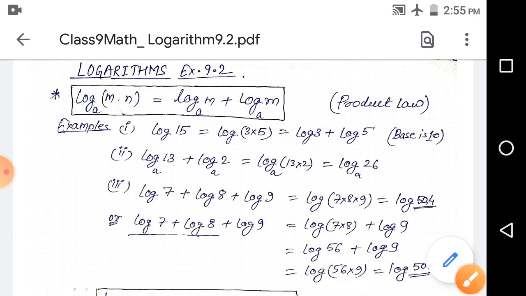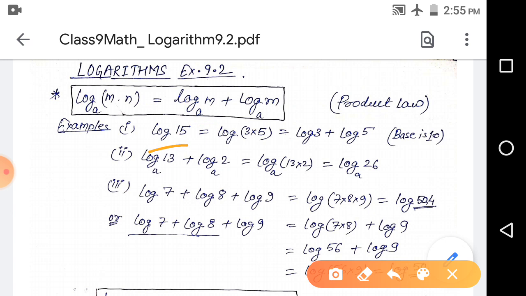Now see the use of this formula. We have the example log 15. Here the base is not given, that means the base is 10, so log base 10 of 15. 15 can be written as m into n, like 3 into 5. So here we have log 3 plus log 5 with the base 10.